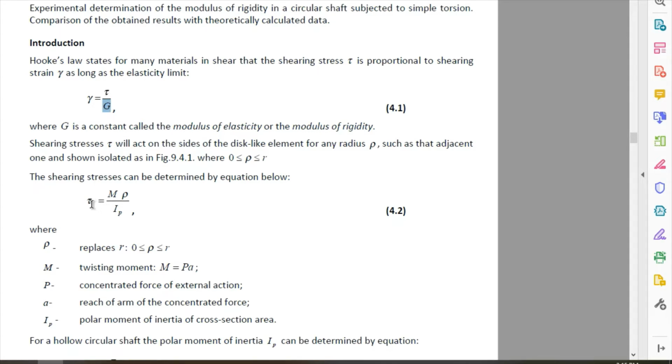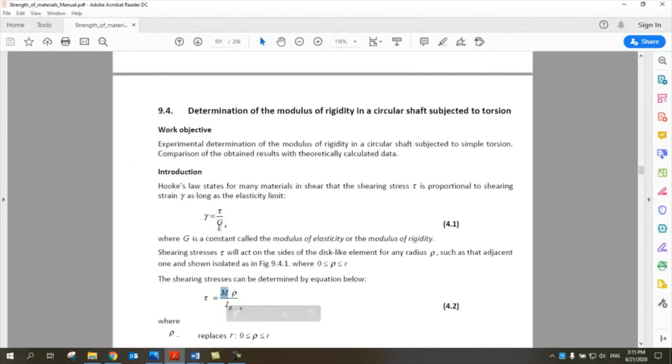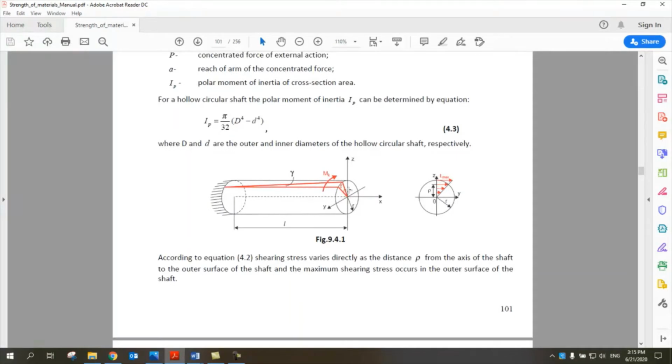Tau, as the shear stress, is coming from the bending moment, the radius of the shaft, and the second moment of inertia. If I look at this figure, this is the value of angle theta, and we will have an angular strain gamma. This value depends on the radius. So if you have a small radius, you will have a lower value of shear stress. If you have a higher radius, you will have a higher value of shear stress.